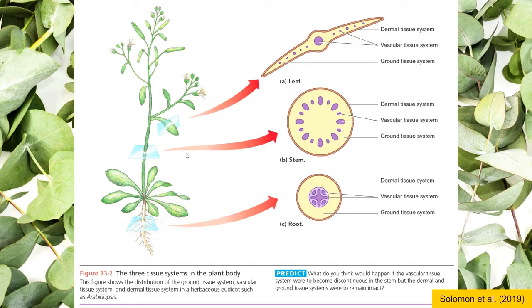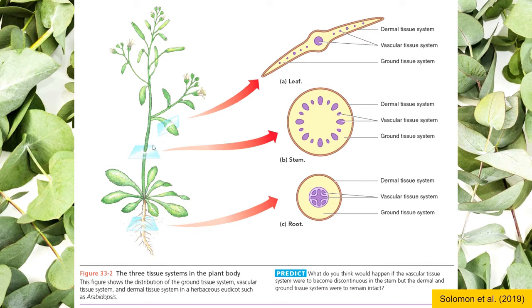The three tissue systems can be found in most parts of the plant. Okay? It shows us the distribution of all these types of tissues in major parts of the plant. So, for example, in roots, if you take a cross section of the roots and look at it under the microscope, you can actually see the vascular tissue system within that cross section, surrounded by the ground tissue, and then protected by the outermost dermal tissue system.